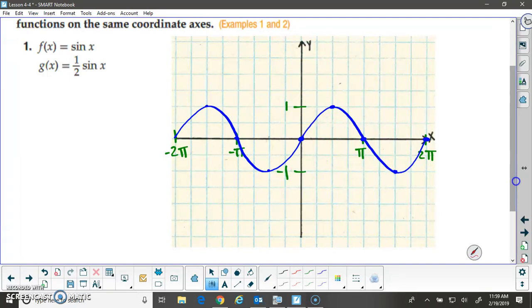Now if we graph 1/2 sine of x, it's going to be pretty much the same graph. We're going to have the same x-intercepts, but the high point will only be at 1/2 and the low point at negative 1/2. So there's the graph of 1/2 sine of x.